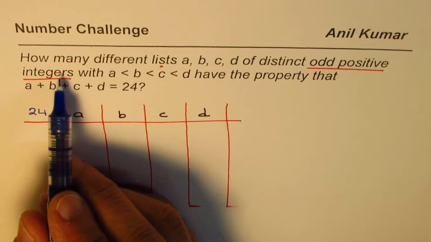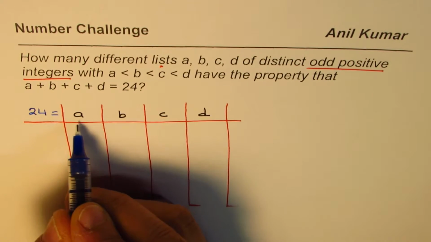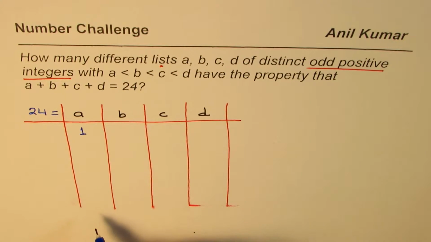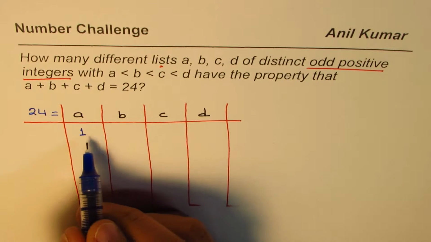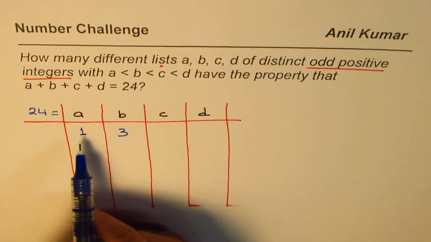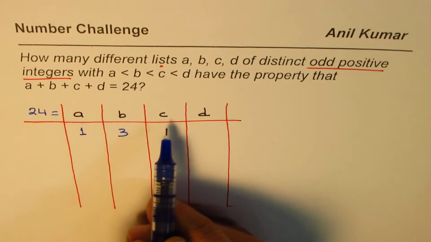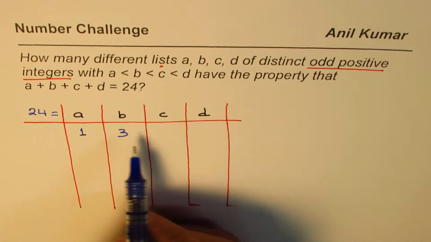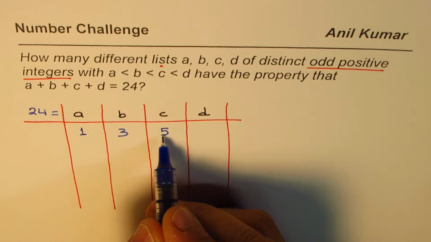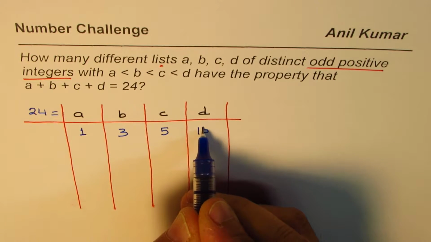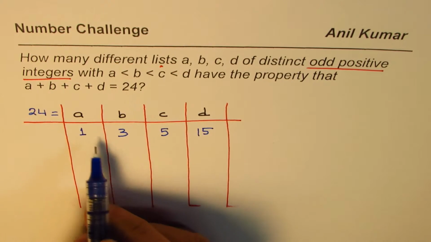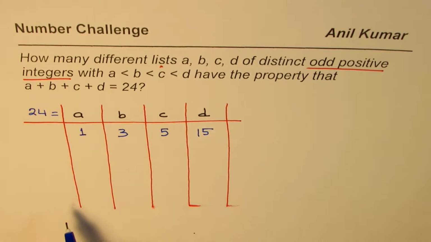So odd positive integers, increasing order. It's a good idea to start with the lowest number, which is A. So A is 1. Now the next integer higher than 1 is 3. So we can put it here, 1, 3. Now 1 plus 3 is 4. C plus D should be 20. So next is 5. Out of 20 we have taken away 5, we are left with 15. So that becomes the first item in our list. 1 plus 3 plus 5 plus 15 will give you 24.